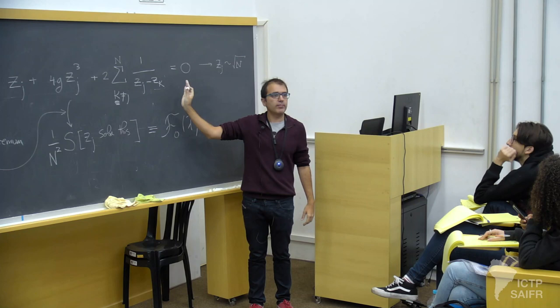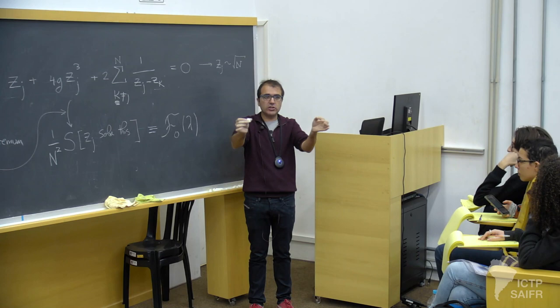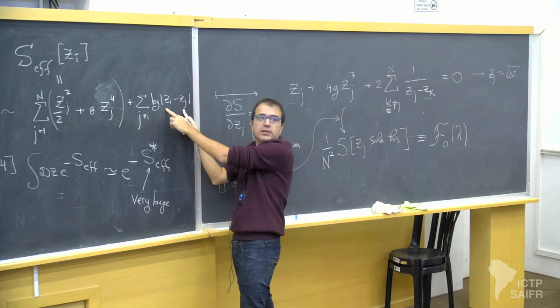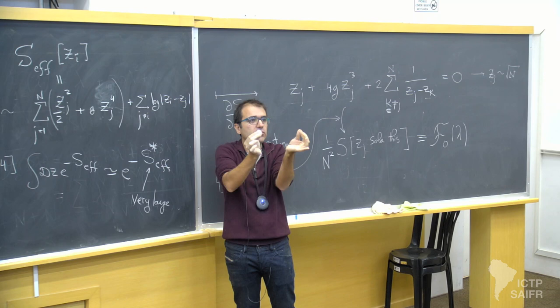You can think of them as an electrostatic equilibrium condition. Think of the z's as positions of charges in the complex plane. These charges want to go to the minimum of this potential. So they want to go to z equals 0. This is a quadratic potential. They want to go there. But then they have some Coulomb repulsion. There is a cost of energy if two z's are very close. That costs a lot of energy. So then they want to repel a little bit.